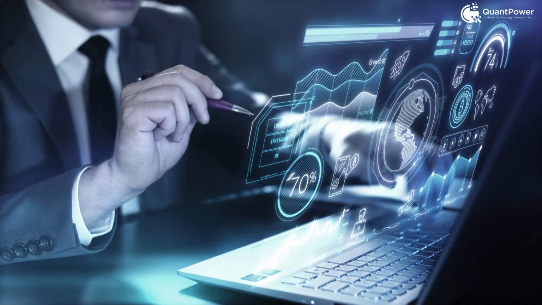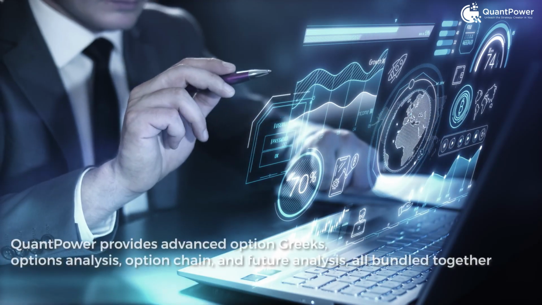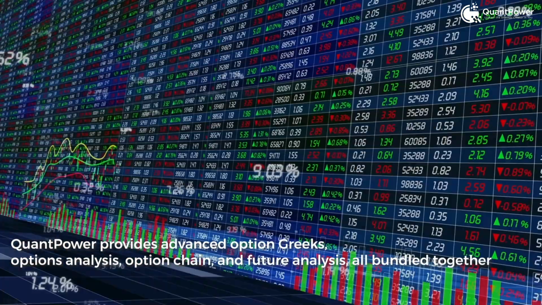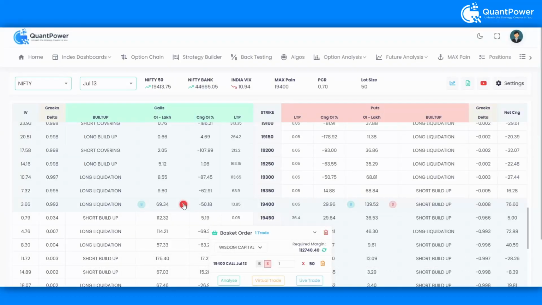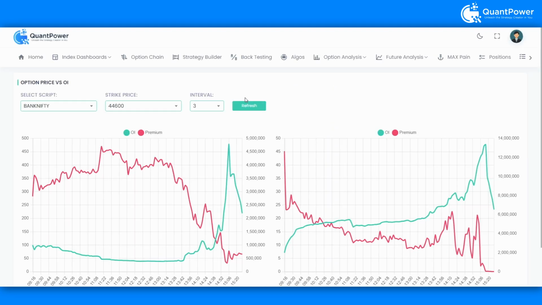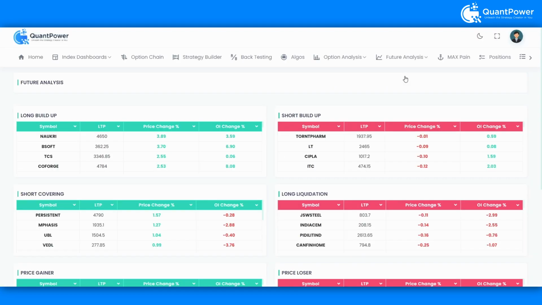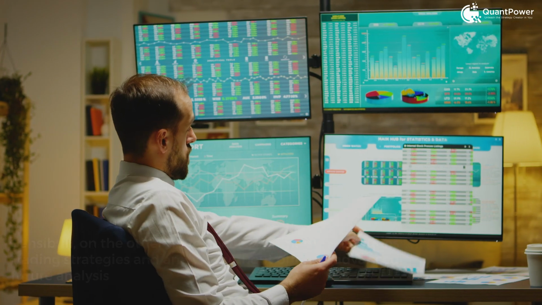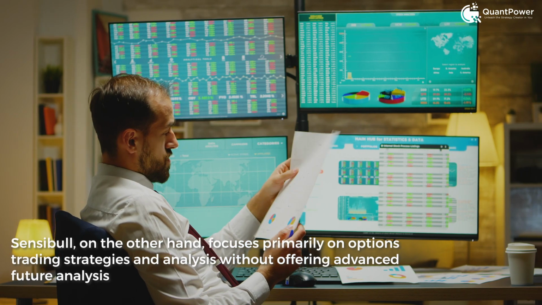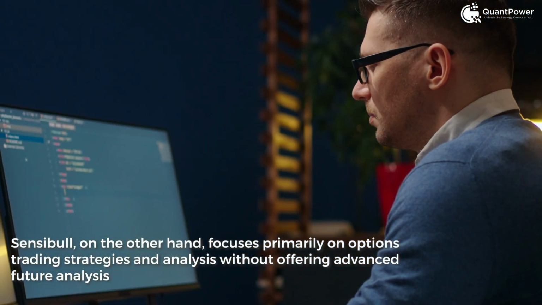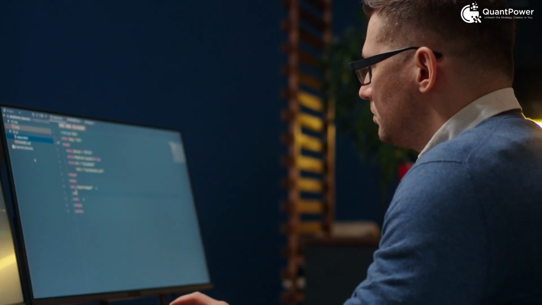Starting with option trading features, both QuantPower and Sensibull offer a wide range of tools and analytics. However, QuantPower provides advanced option Greeks, options analysis, option chain, and future analysis, all bundled together. Sensibull, on the other hand, focuses primarily on options trading strategies and analysis without offering advanced future analysis.